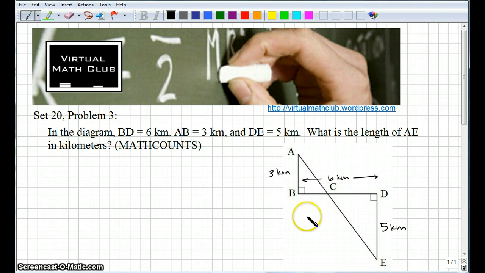Well, there's a couple different ways you could do this problem. There's an easy way and a hard way. Both of them, though, involve the Pythagorean theorem.